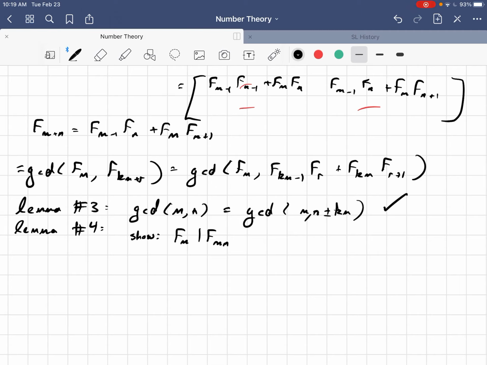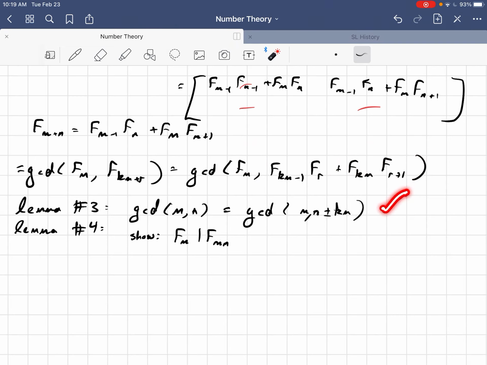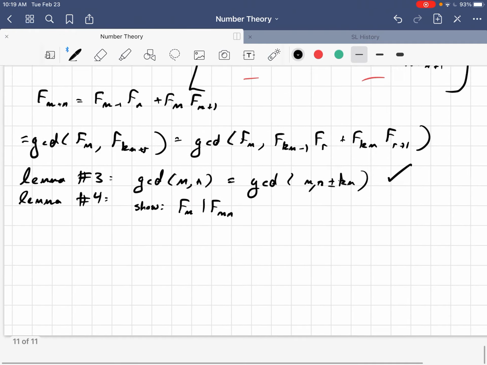And if I can show that, then basically the whole point of why I'm doing these two lemmas here is because if I can show that, then I can get rid of this second term right here, because it will just be a multiple of my original f sub m, and by this original lemma number 3, I can just get rid of it, right? I can get rid of this plus or minus km and just have that part right there.